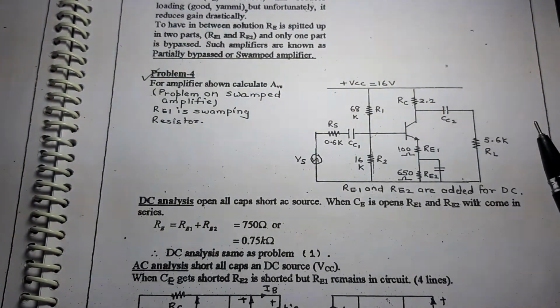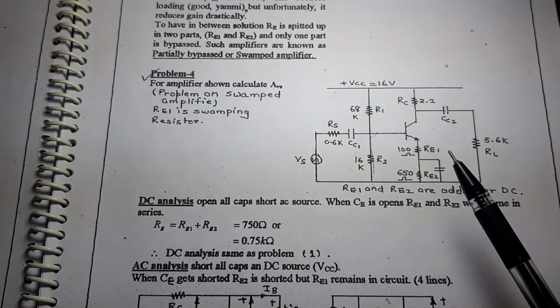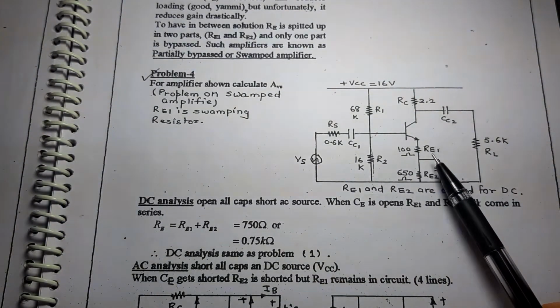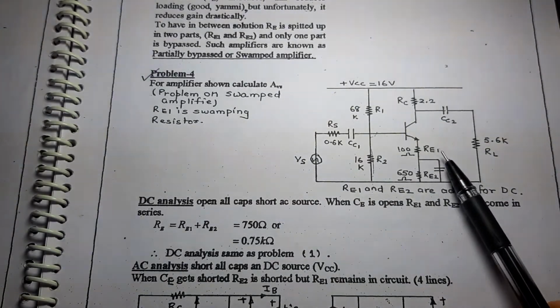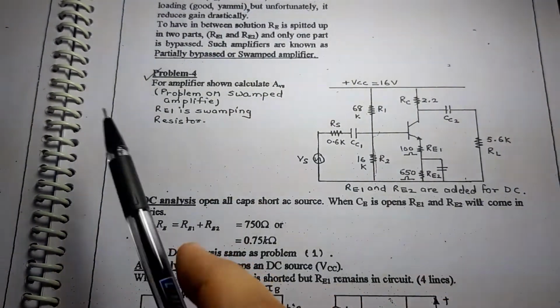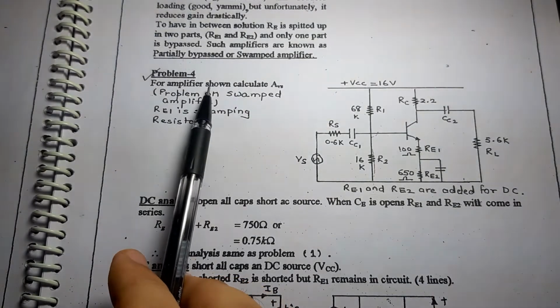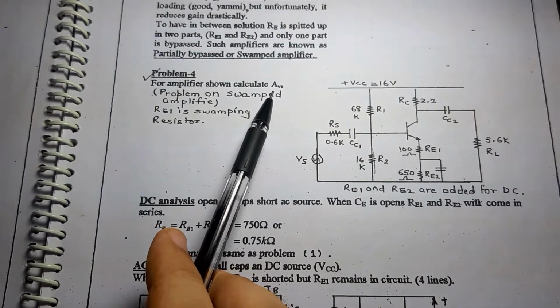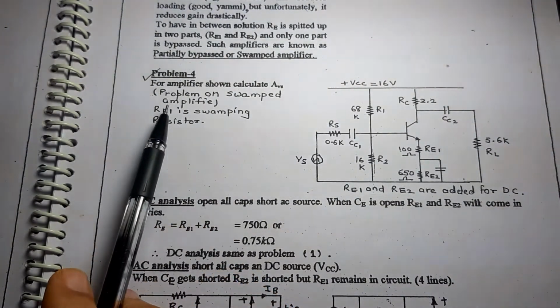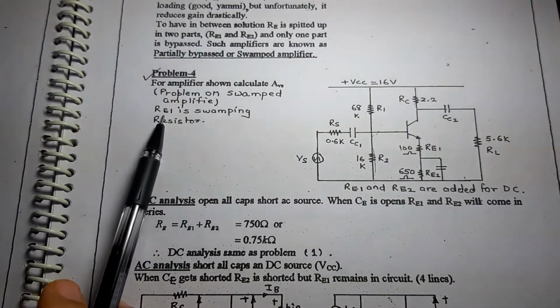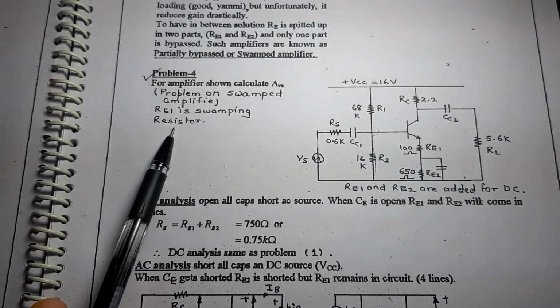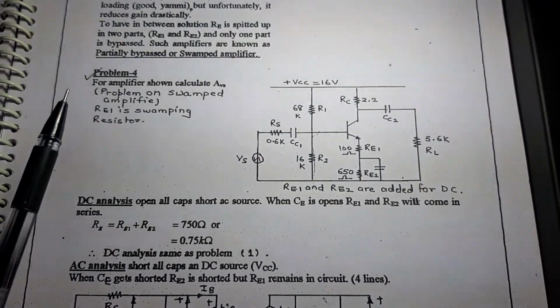What we mean by a swamped amplifier is that your RE will be split up into two parts, RE1 and RE2. For the amplifier shown, we need to calculate your AVS. In this problem on the swamped amplifier, RE1 is acting as a swamping resistor. Now the diagram is quite simple in nature.